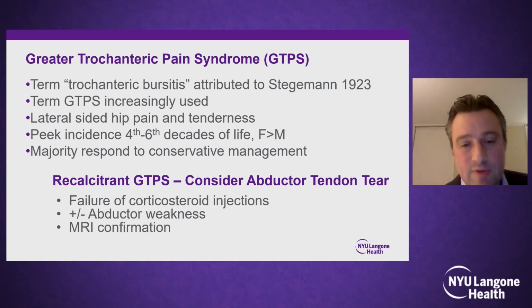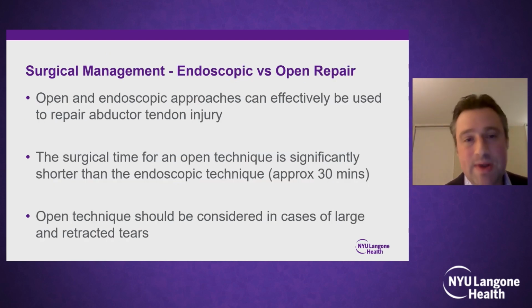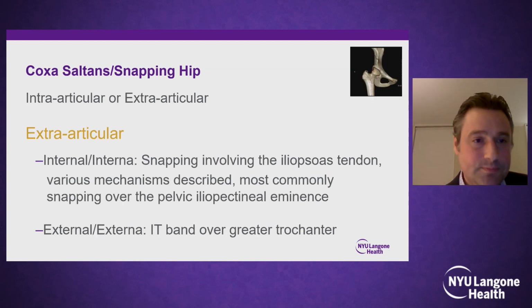You want to get an MRI to confirm this. So both open and endoscopic techniques have been used successfully here. One important consideration is the increased time that it takes for the arthroscopic treatment. Typically, if you look at the literature, it's about 30 minutes on average greater duration to treat it endoscopically than with open technique. And if there's a large retracted tear, you're likely better off just treating it with an open approach.